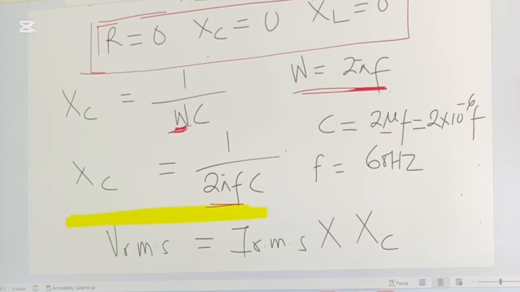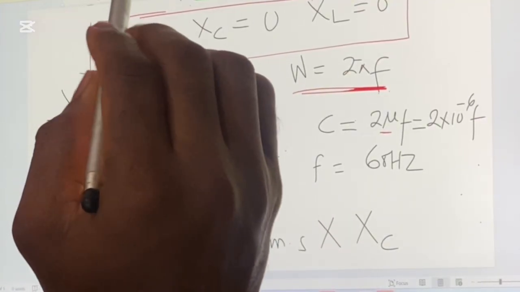If you have only inductance, you can place inductance as the resistance there. If you have only a capacitor, you can place the capacitive reactance as the resistance. Please take note. But if you have 2 or 3 of them, you use impedance as the resistance. Do you understand that? So now let's solve for capacitive reactance.